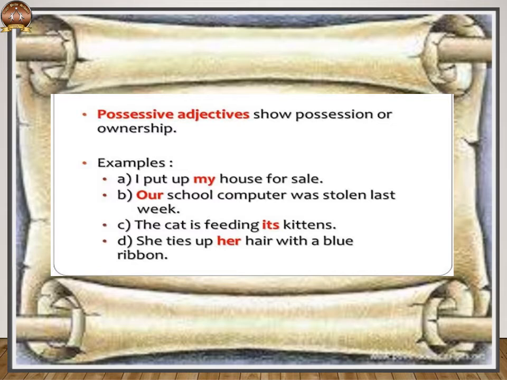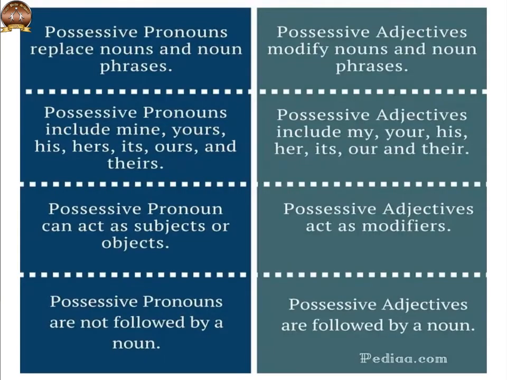Possessive adjectives. So possession and ownership. I put my house for sale. So the word my here is showing possession. Our school, its kitten, her hair. These words show that somebody owns it or possesses it.